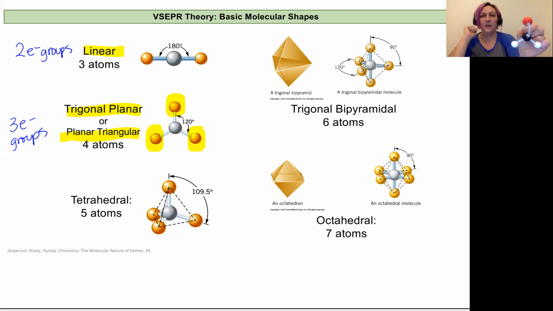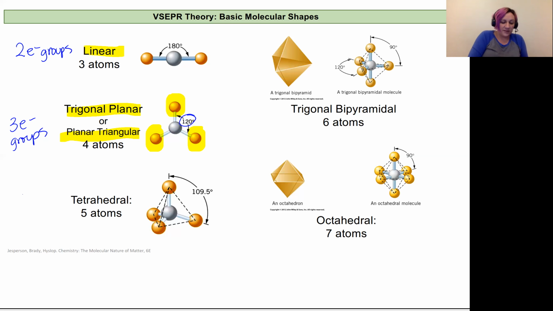There we go. So I have 1, 2, 3 things spread apart as far as I can get them in 3-dimensional space, which is going to be 120 degrees apart from one another. And so we get this 120-degree bond angle between any 2, so any combination of 3 of the atoms in this. And that bond angle is the same no matter which set of 3 atoms you look at.